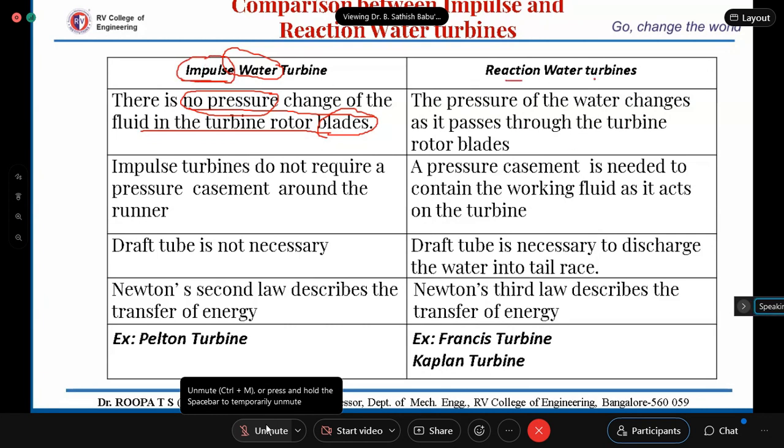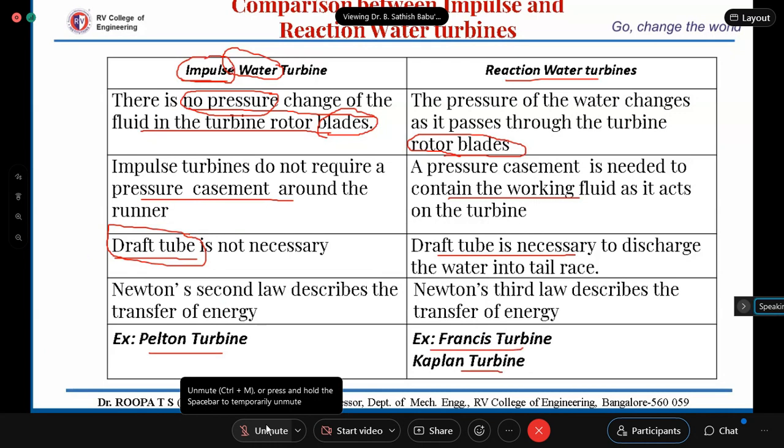In case of reaction turbines, the pressure of the steam or the water changes as it passes through the turbine rotor blades. In an impulse turbine, they do not require a pressure casement, they won't require any containment of the pressure. Whereas in a reaction turbine, it requires a pressure casement. Draft tube is not necessary in an impulse turbine. Draft tube is necessary in a reaction turbine. I'll come to this draft tube concept when I get into these turbines.